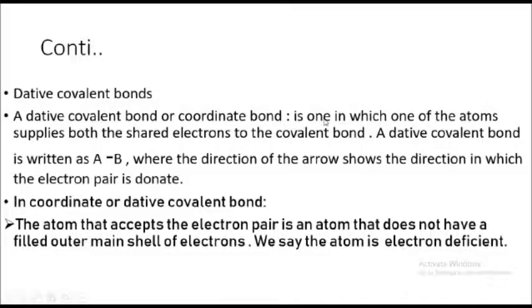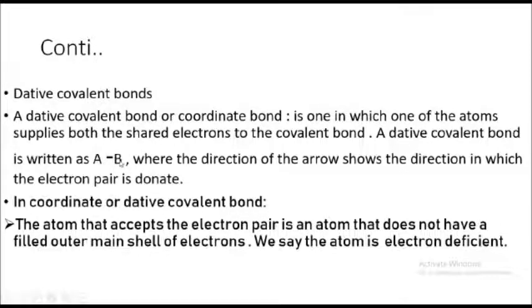This is a bond in which one of the atoms supplies both of the shared electrons. The element that donates electrons supplies both shared electrons to form the covalent bond. One atom is the supplier of the electrons. A dative covalent bond is written like this: A to B, with an arrow. The arrow goes from A to B. So A is the donor, the supplier of electrons, and B is the receiver of electrons.